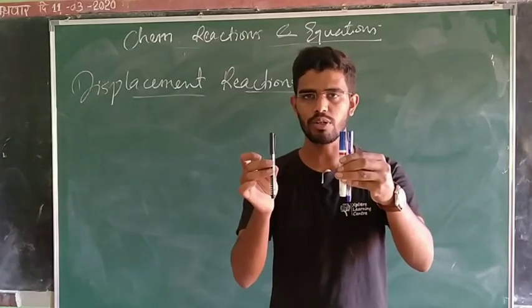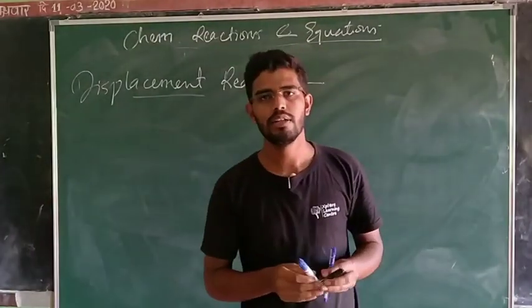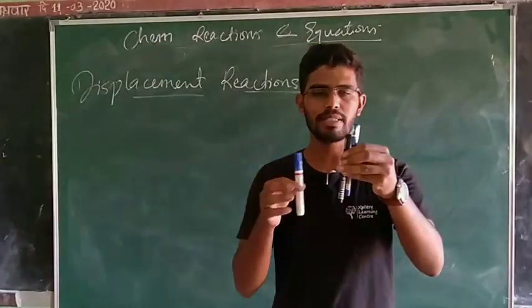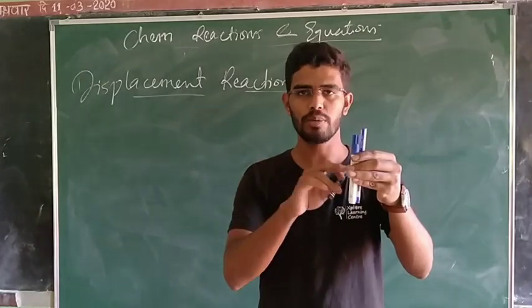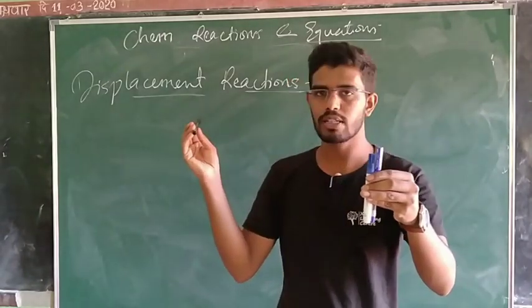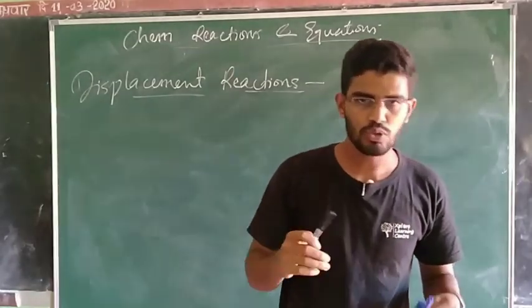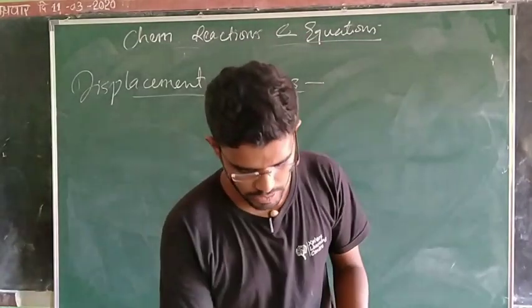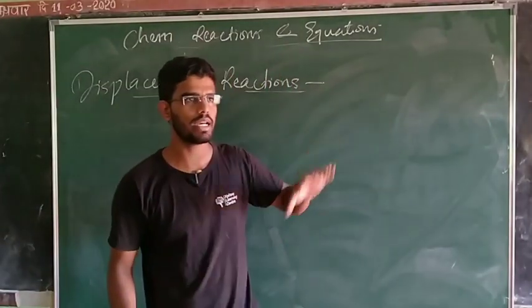This reaction is called as what? Displacement reaction. How can we define that? A new element displaces one of the species from the compound and a new compound is formed. Now that is defined as what? Displacement reaction. Okay.